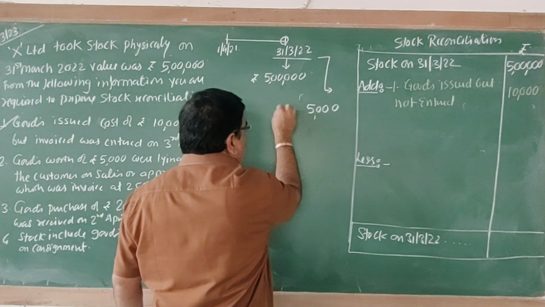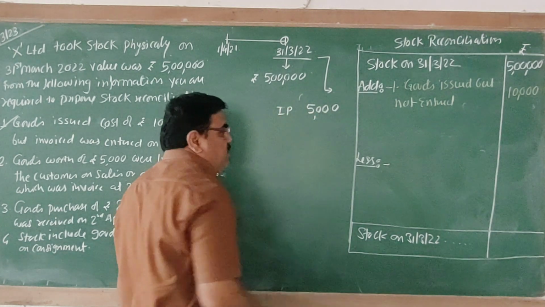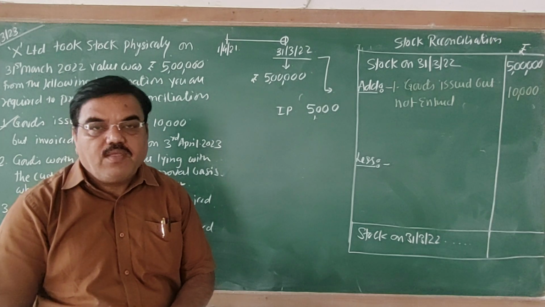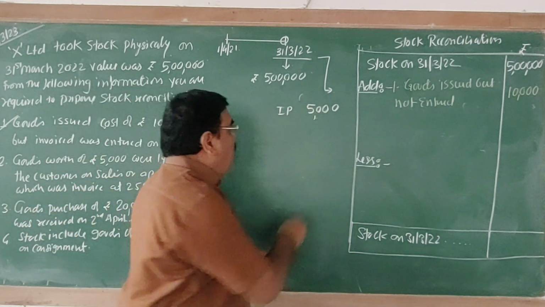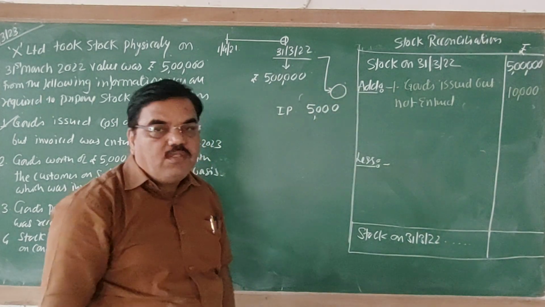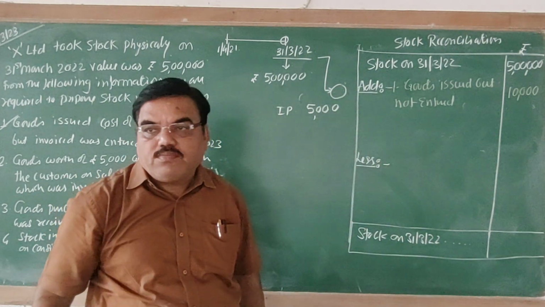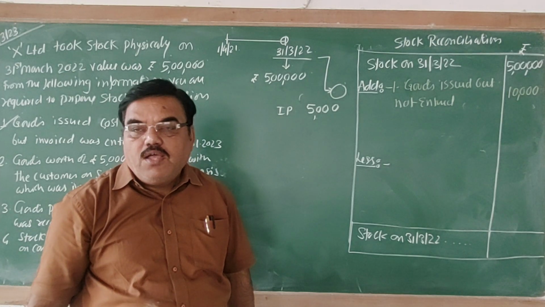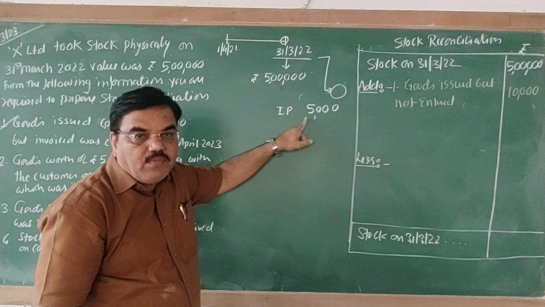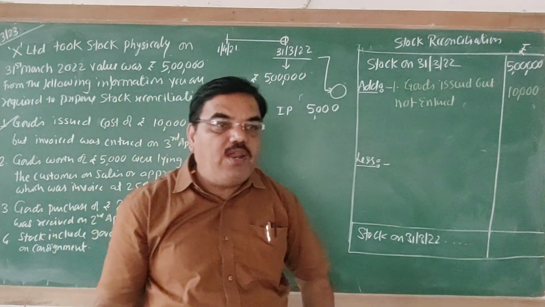उसका इनवॉइस प्राइस 5,000, सेलिंग प्राइस 5,000, राइट? वो किसके पास पड़ा हुआ है? कस्टमर के पास. दैट मीन्स आउट ऑफ द गोडाउन. लेकिन वो कौन सी बेसिस पे है? सेल्स और अप्रूवल. व्हाट डू यू मीन बाय सेल्स और अप्रूवल?